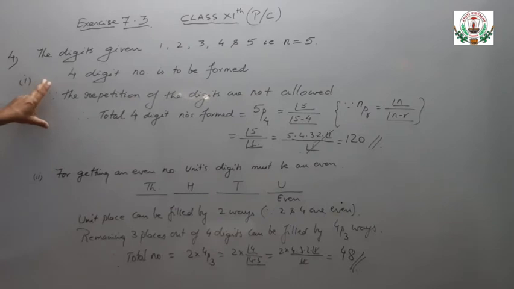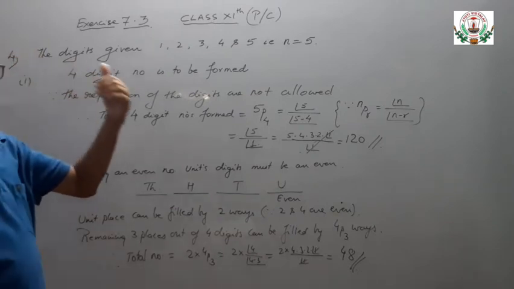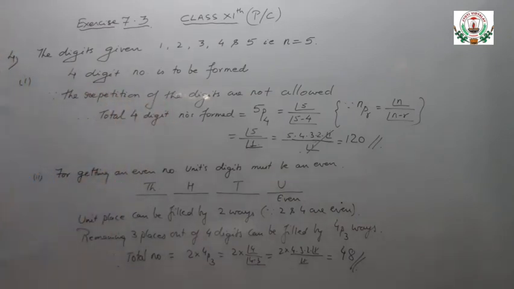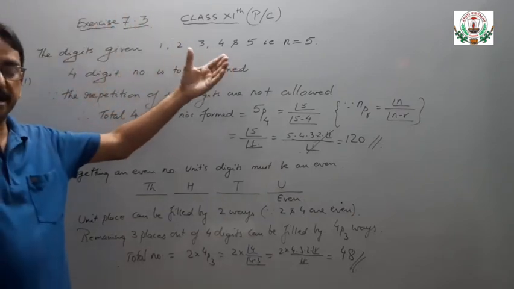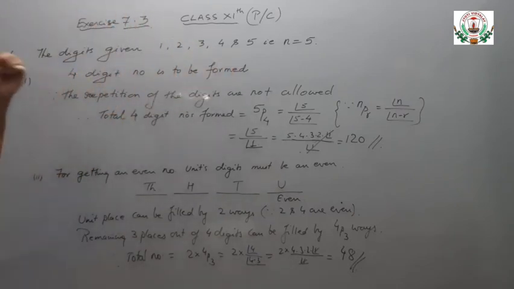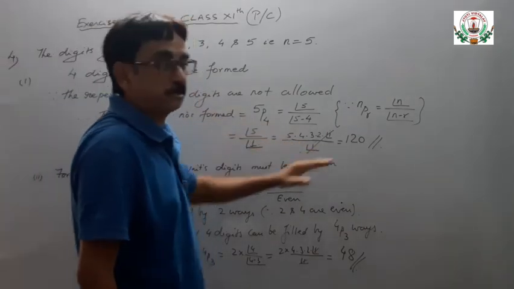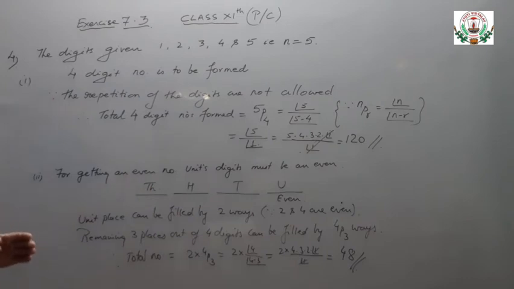So in the first condition, total digits given are 5 and we have to form a 4-digit number without any repetition of the digits. It means that we have to take 4 objects from the 5 given objects. n is 5, r is 4. So nPr, 5P4, and simplified we get the first answer: 120 numbers can be formed.